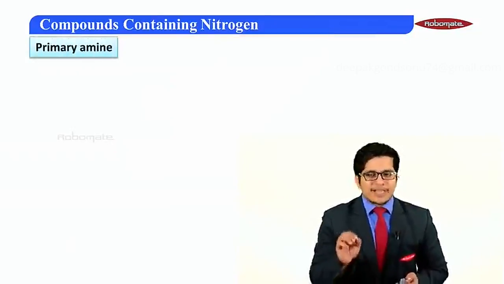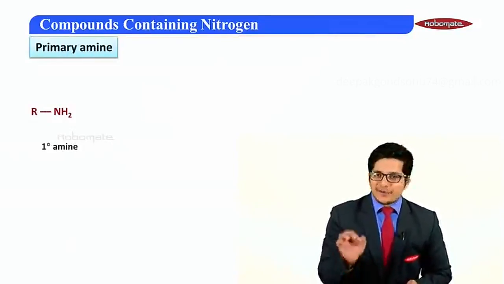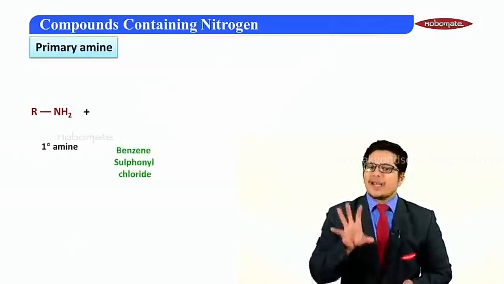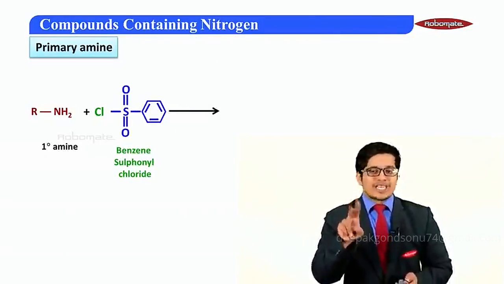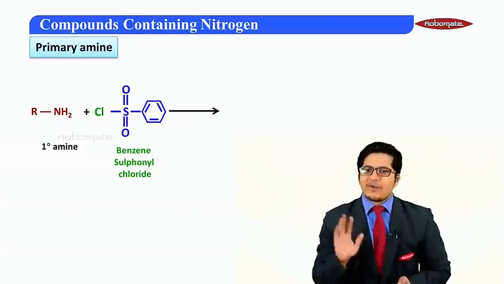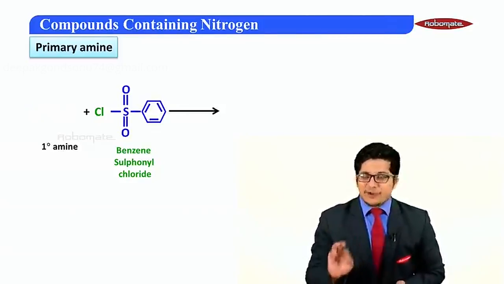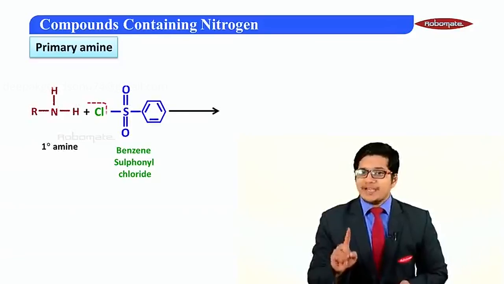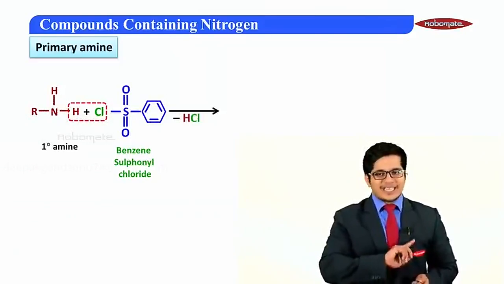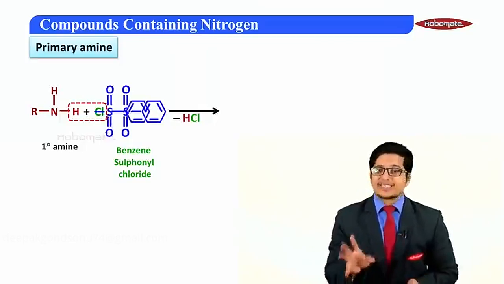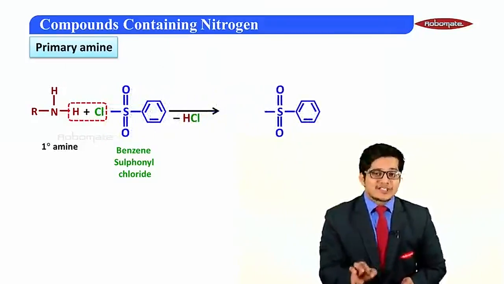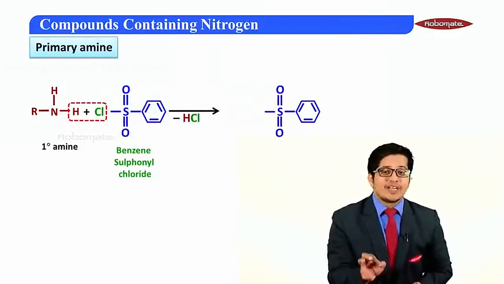Now, what we would do with this Hinsberg reagent, let's see. We would take a primary amine, treat it with Hinsberg reagent, that is benzene ring attached to S, double bond O on both sides and Cl. So now what would happen? H from the primary amine would combine with Cl, giving us HCl. And also with this, you would get a compound, that is RNH combining with that sulfonyl group.